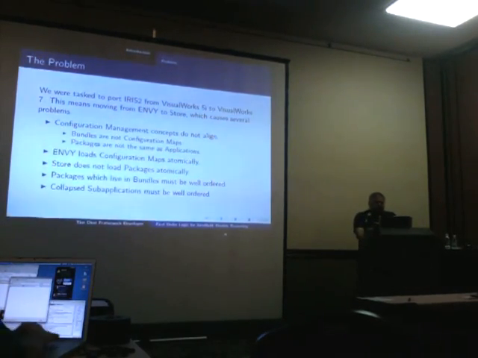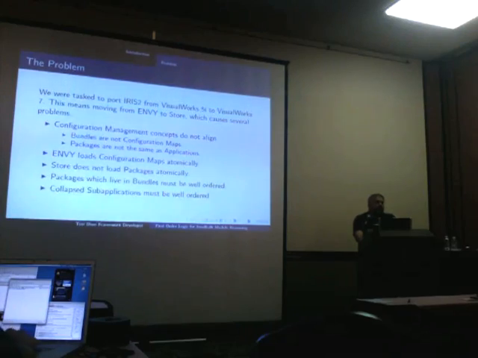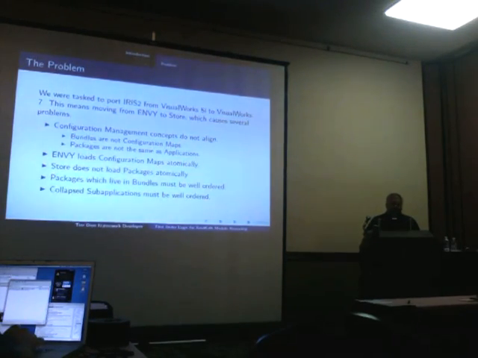So a group of us were tasked with porting Iris 2 to Visual 7. And of course, this means moving from Store to NB, which causes several problems. The biggest problem is that the concepts don't align very well. Bundles, as I'm sure a lot of you know and figured out painfully, are not configuration maps. And packages are not the same as applications.